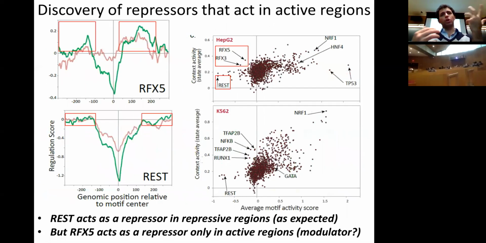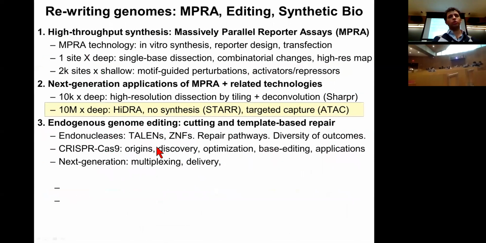And we were able to discover all kinds of cool things, such as repressive motifs in the context of otherwise active regions, and so on and so forth. So this was great. Instead of testing only 2,000 sites in a fairly shallow way, we're able to now test 15,000 sites much, much more deeply. Instead of doing one deeply, we're now doing 10,000 deeply.